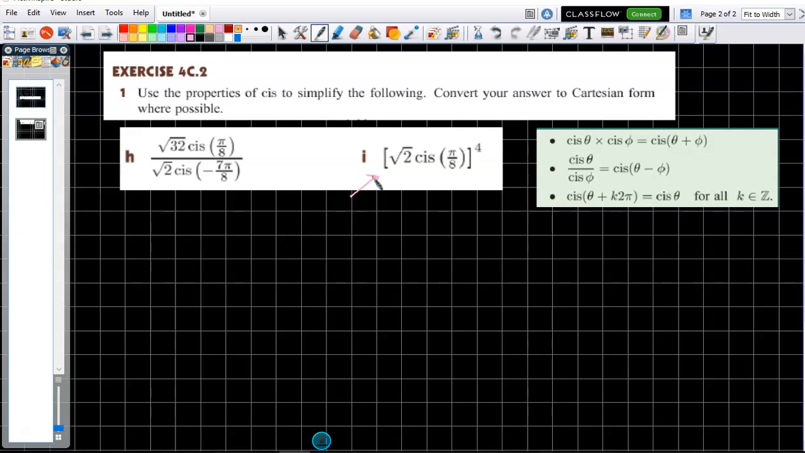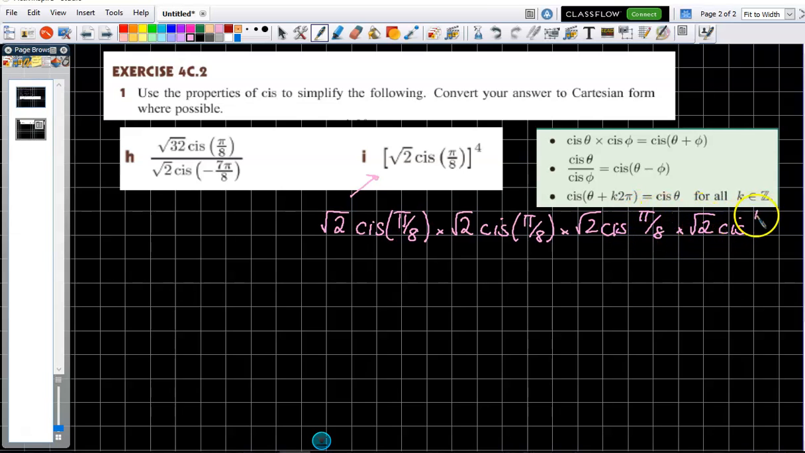to be honest, with I look at that and go, ooh, because those of you who have looked at De Moivre's theorem, you might be going, this is quite a nice thing to do. But at this point in time, what you would be doing is you'd say this is root 2 cis pi on 8 times root 2 cis pi on 8 times root 2 cis pi on 8 times root 2 cis pi on 8. And what happens now?